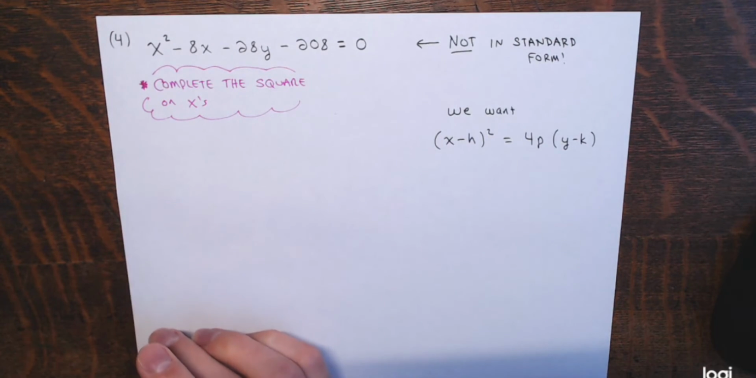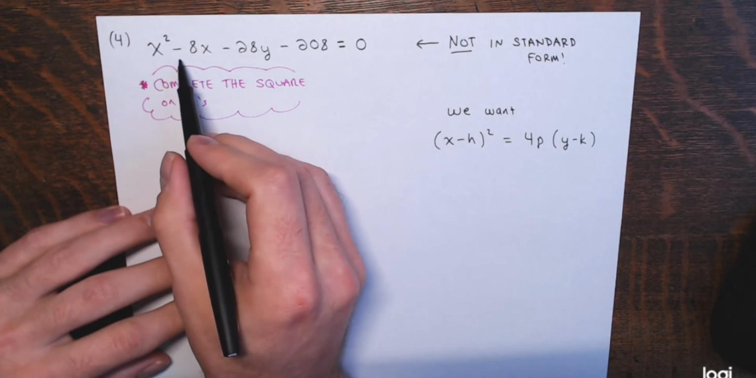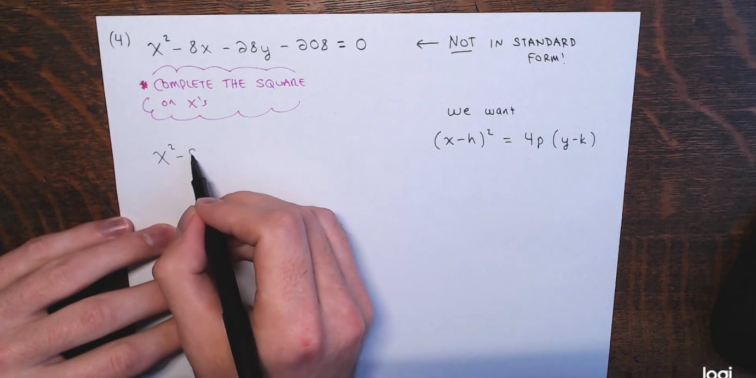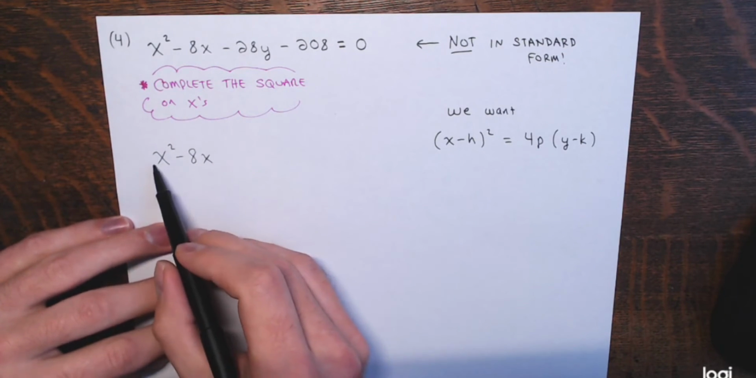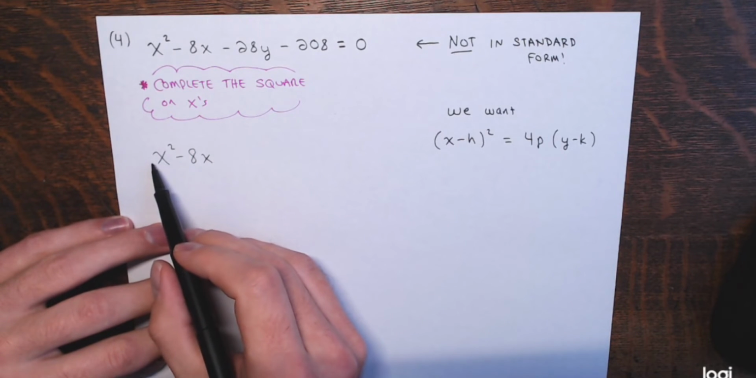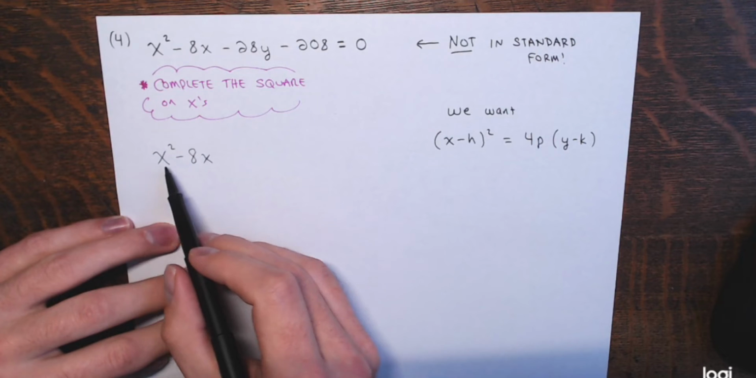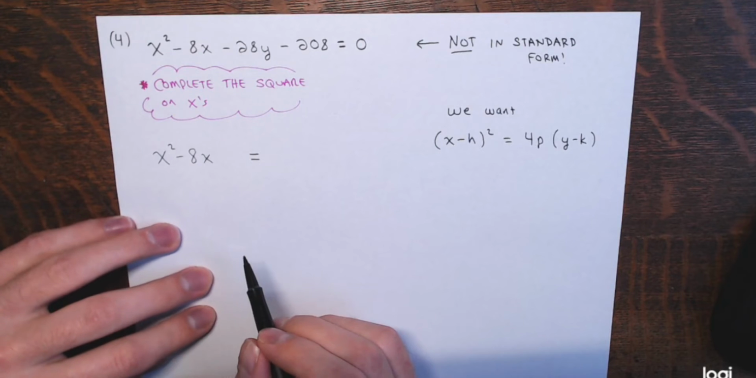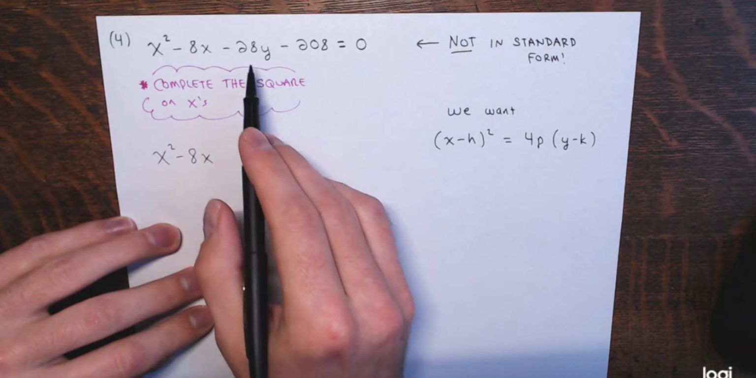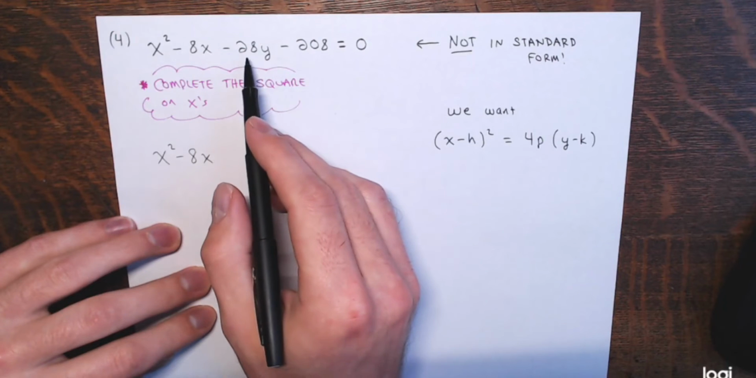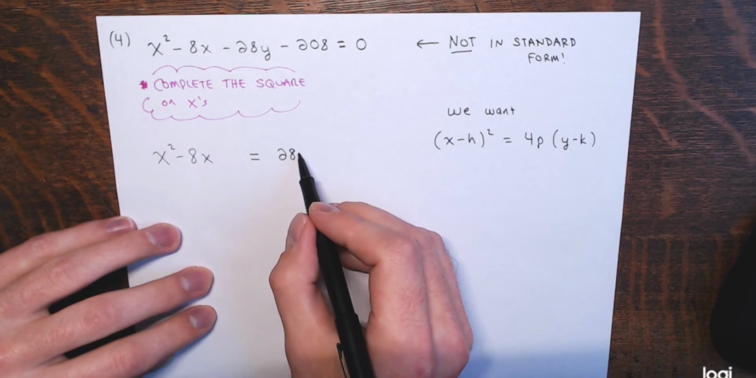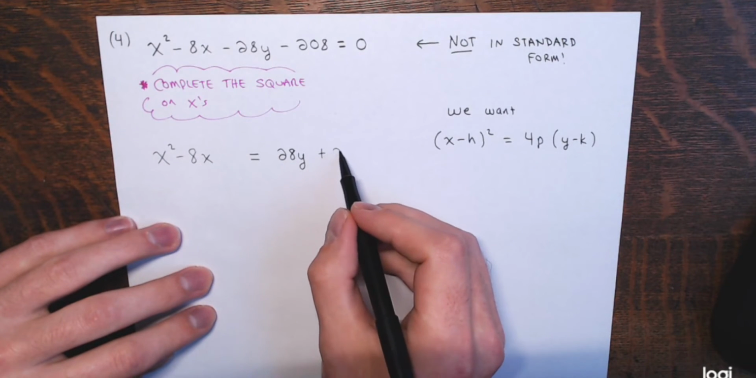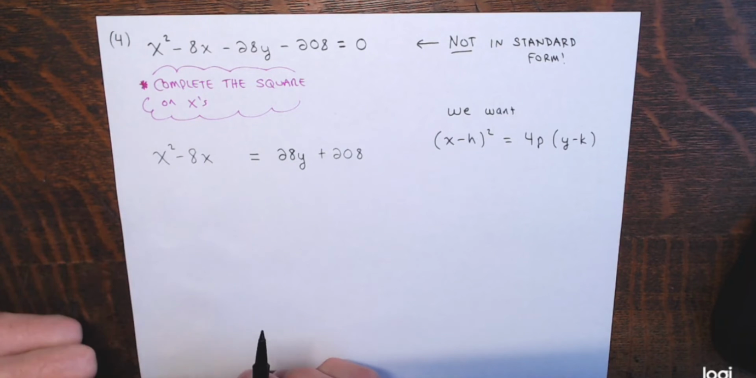Alright, so since I'm completing the square on the x's, the only terms I'm concerned with are the x's, so I'm going to keep those on their own side, x squared minus 8x. And since the coefficient on x squared is already 1, I can complete the square. So I'm going to leave some space for that number I'm going to add to complete the square on the x's. And then I'm going to take the other terms that don't have x to the other side. So adding 28y. So I have positive 28y on the other side now. And then I would add 208. Okay, so we got this now.